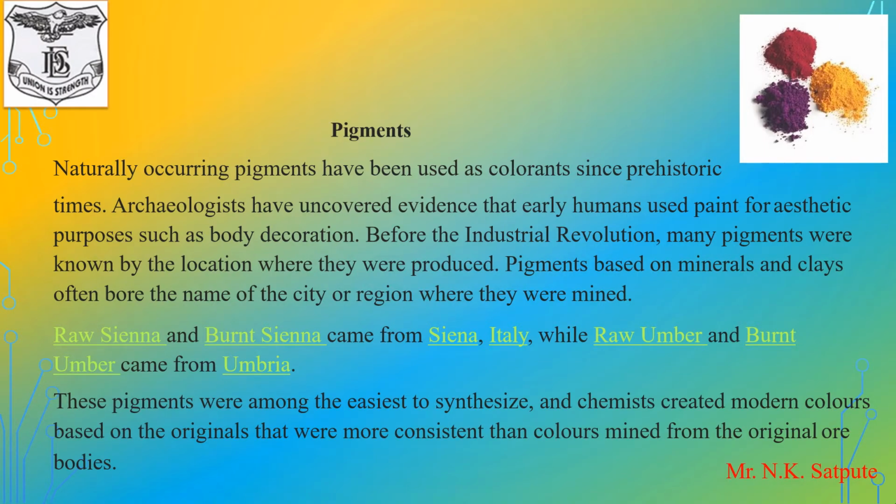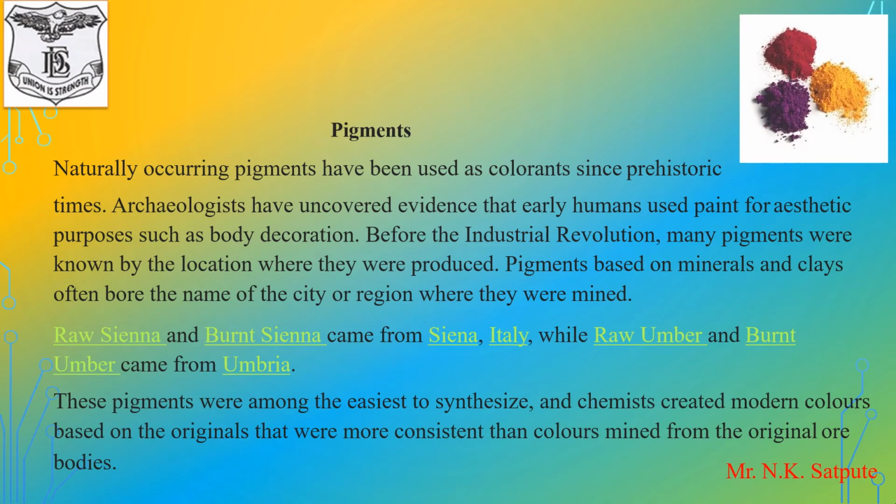So now we'll start from the first main important raw material for the coating, that is pigment. Pigment is a naturally occurring material and has been used as a colorant from prehistoric times. Archaeologists have uncovered evidence that early humans used paint for aesthetic purposes such as body decoration. Nowadays we are also using different types of pigments for body decoration, like talcum powder, nail polishes or nail enamels, hair dyes, eyebrow liners, kajal.